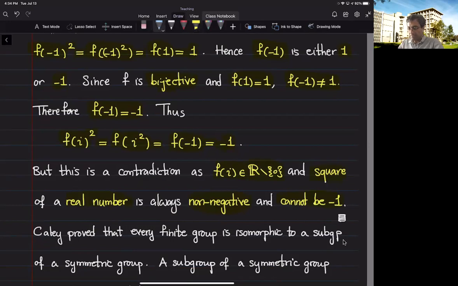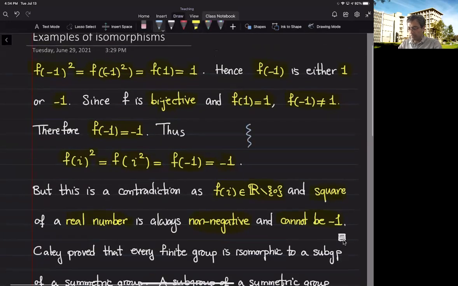Of course, as I've mentioned, we could have also argued, after we showed that f of 1 is 1, we deduced that f of i raised to the power 4 is 1, f of -i to the power 4 is 1, f of ±1 raised to the power 4 is 1. We get all of these equations, but x to the power 4 equals 1 has only 2 solutions.